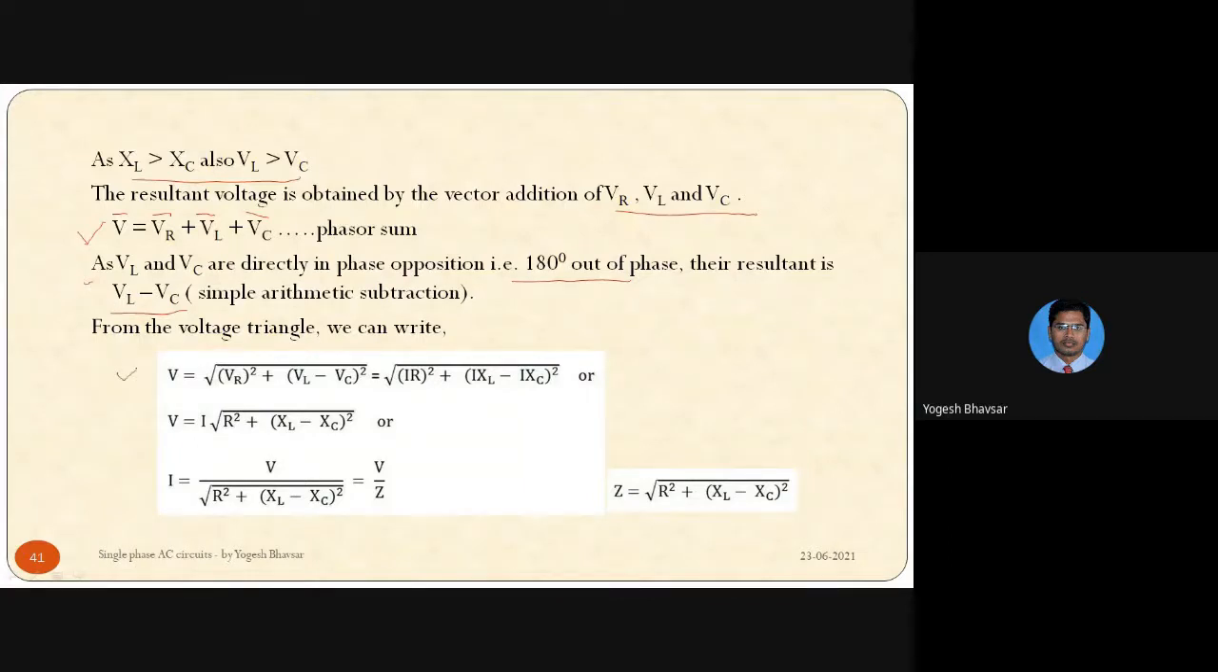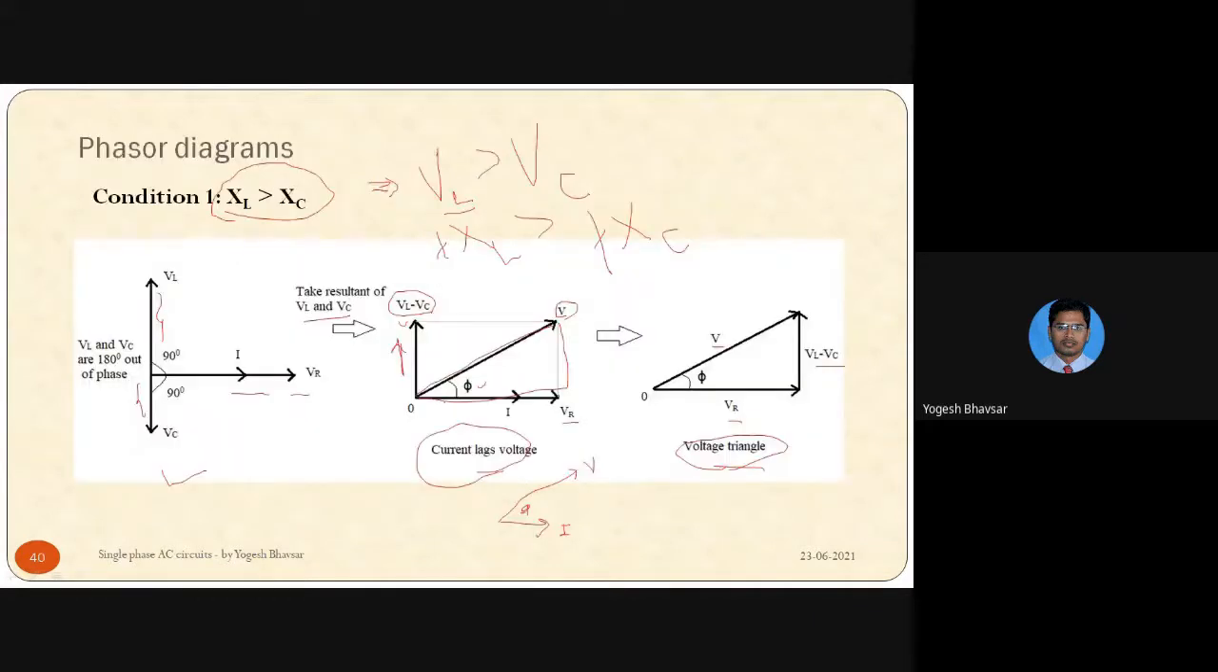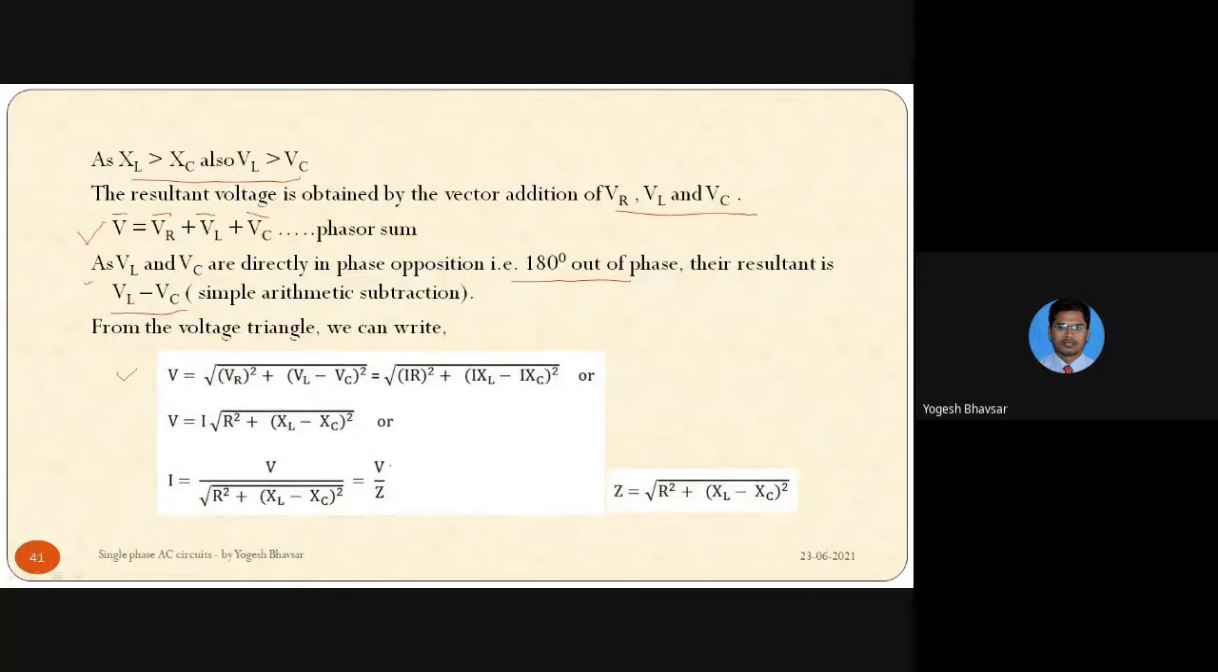Okay, now from the voltage triangle, the resultant voltage by Pythagoras is V equal to under root of VR square plus (VL minus VC) bracket square. So this is what we have. Or we can have VR as IR, VL as IXL, VC as IXC, and bracket square. Or again we can simplify, take current as common, then in the bracket we'll have R square plus (XL minus XC) bracket square.